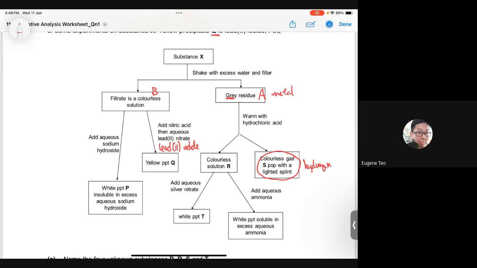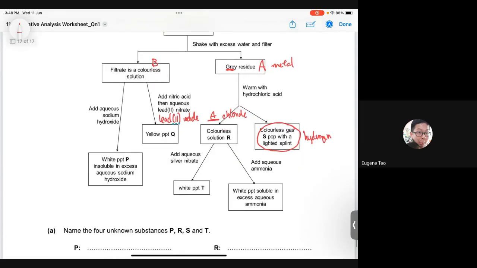What is this colorless solution R? It must be, let's call this A, because it's with hydrochloric acid, so R must actually be A chloride. I don't know what the cation A is, but I can determine it because I'm going to do some tests. So colorless solution R is A chloride.